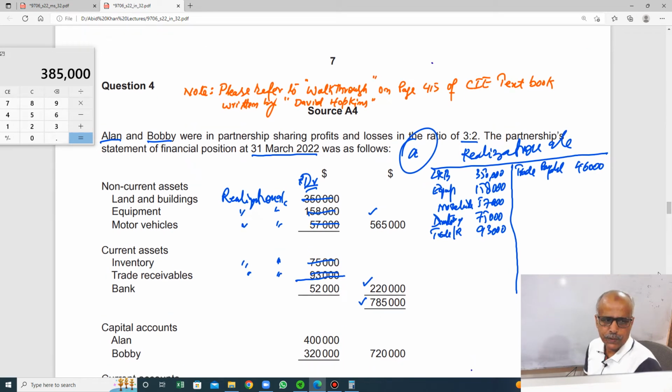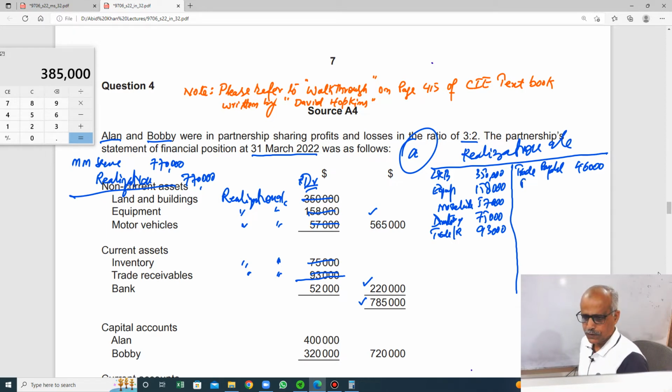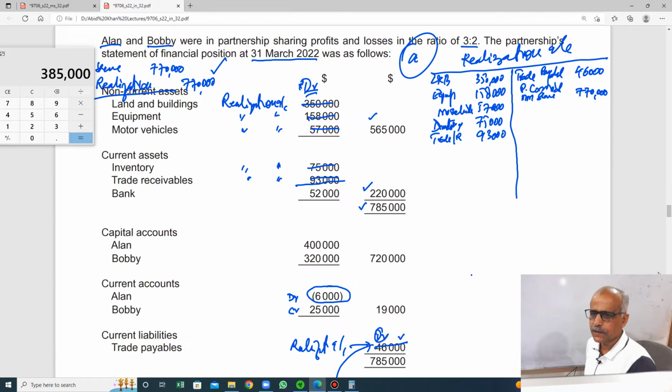Actually, what will happen, shares 770,000 you will be debiting, and realization account 770,000 you will credit. So this is purchase consideration you are getting from company shares. Purchase consideration shares. So realization is being credited 770,000. Shares are there, number one.